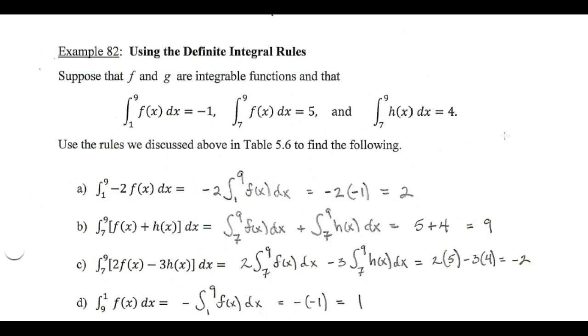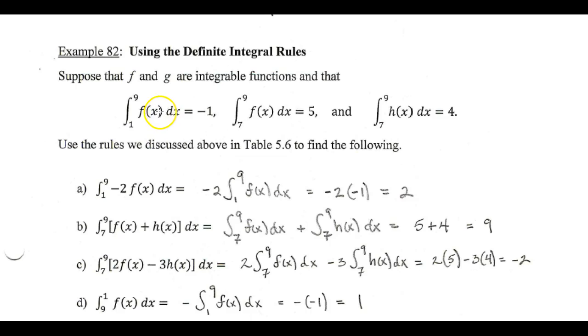Okay, still in section 5.3, the definite integral, and we went over definite integral rules in the last video. We're going to use them in example 82, to make sure we understand all the definite integral rules. Again, I have not told you how to actually evaluate these definite integrals yet. I've just said these are going to be a lot easier to evaluate than those Riemann sums we did, right? The sum of all these rectangles and then taking the limit as the number of them goes to infinity. But okay, we're just using the rules right now.